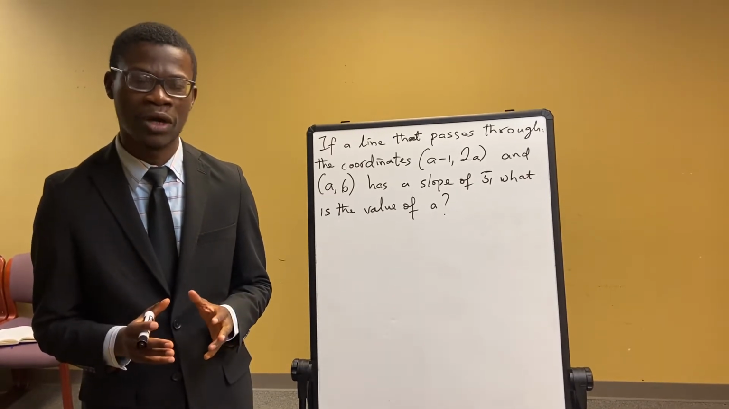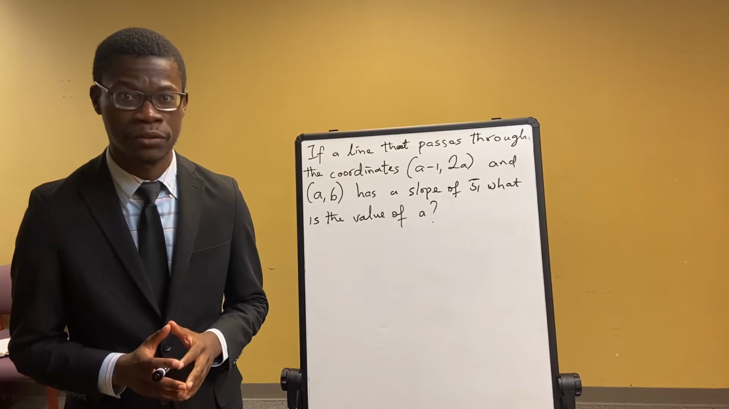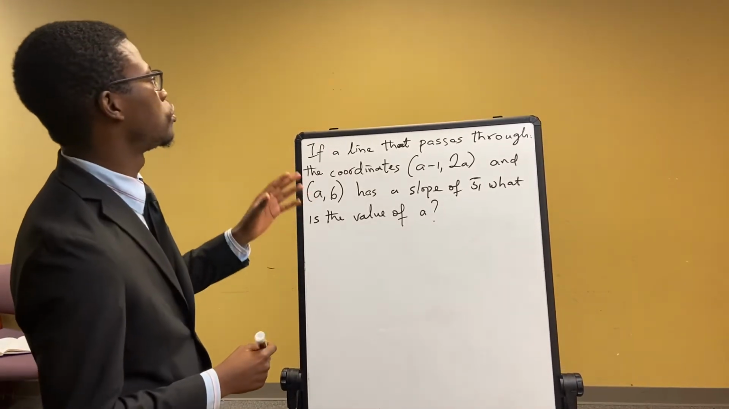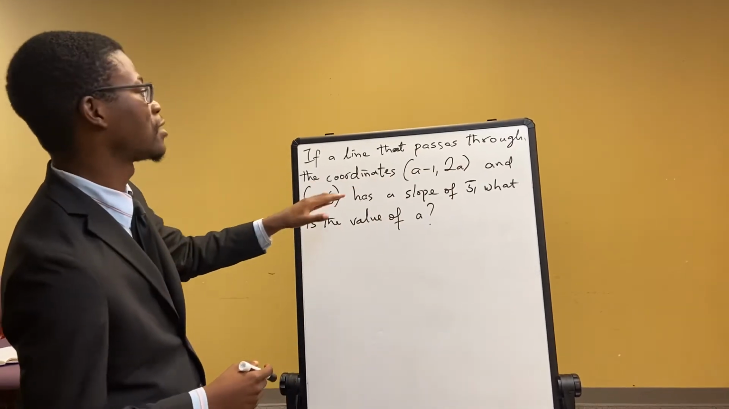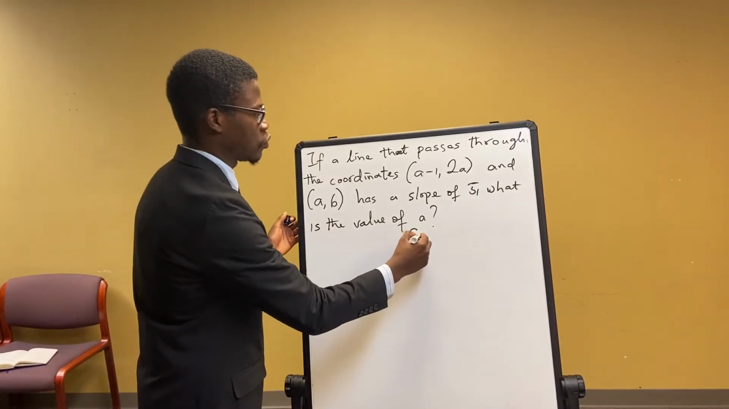Today's video, I will be teaching you how to solve a question on linear equations, all right? So, if a line passes through the coordinates (a - 1, 2a) and (a, 6) and has a slope of 5, what is the value of a? Now, let's go ahead to the solution.